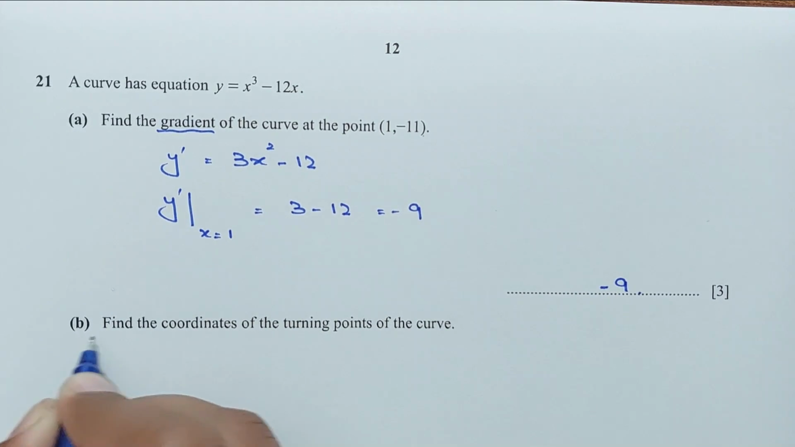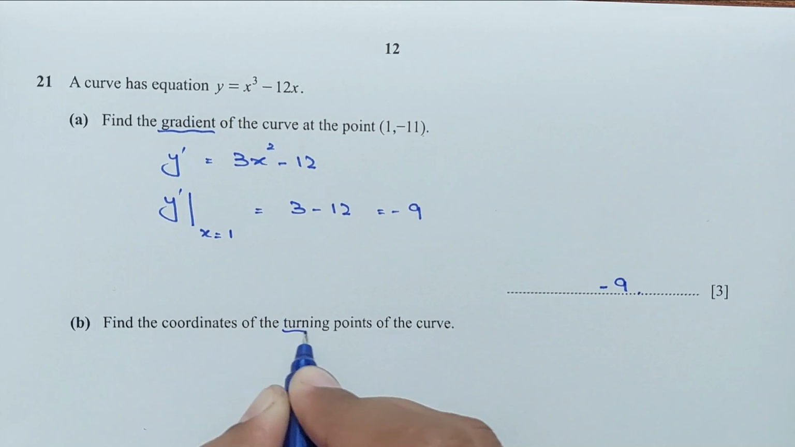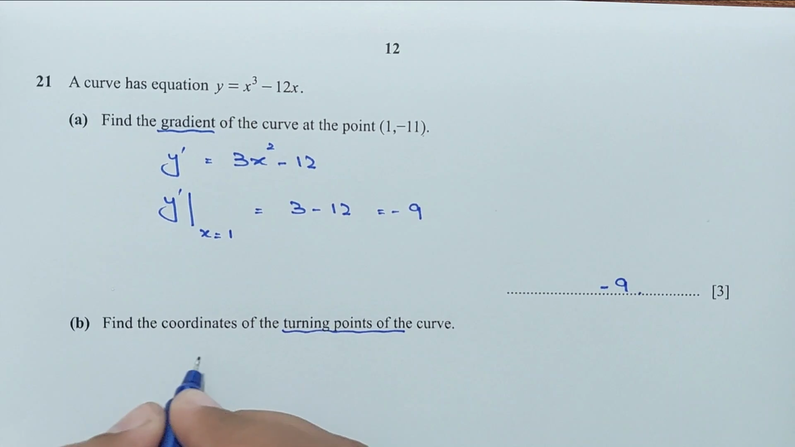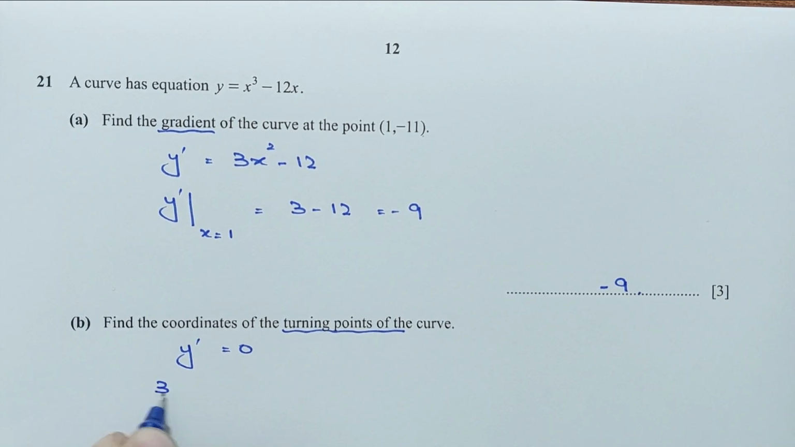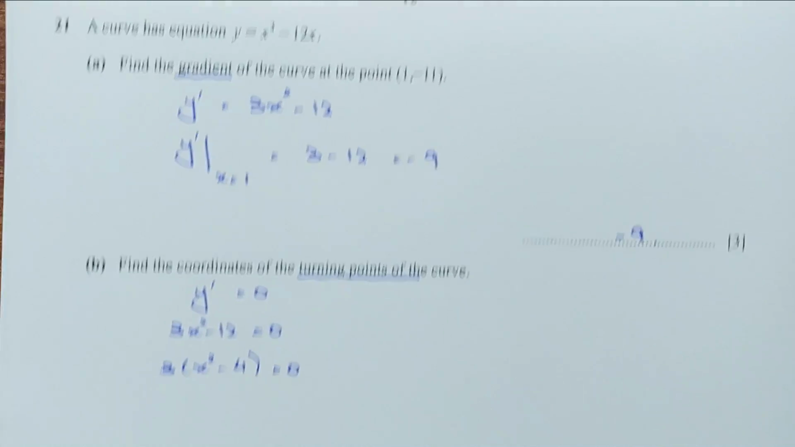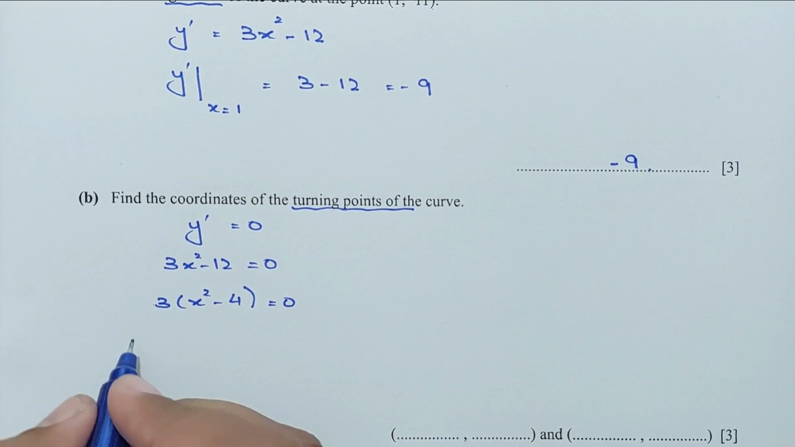Right. Now for part B, find the coordinates of the turning points of the curve. Turning points are the stationary point when you put y prime equals to 0. So this is 3x square minus 12 equals to 0. 3 is common. X square minus 4. This is equals to 0. So 3 never be negative.